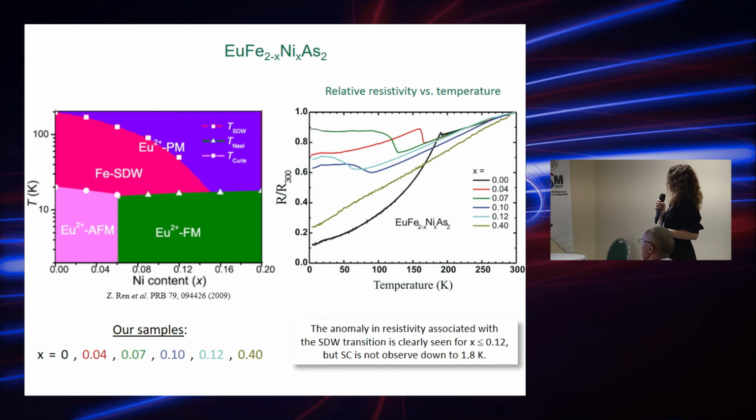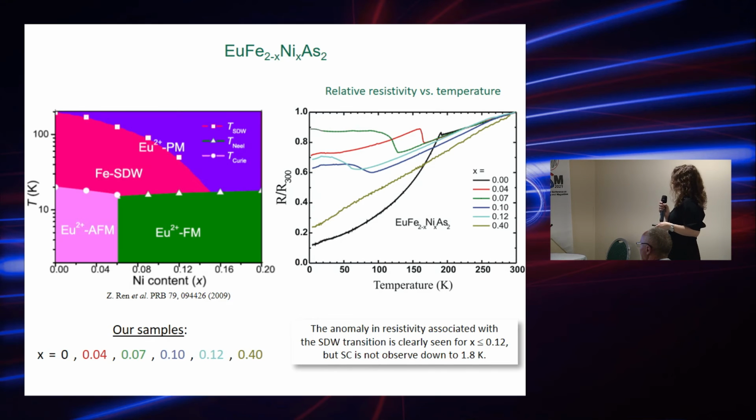Here we measured these six samples, and here we see relative resistivity for these samples versus temperature, of course relative to the resistivity at room temperature. For these samples, when x is lower than 0.12, we observe the characteristic anomaly connected with the appearance of spin density wave order, but we didn't observe this for these two compounds.